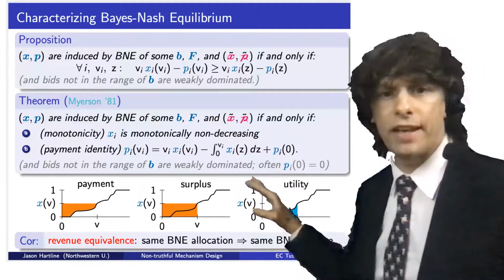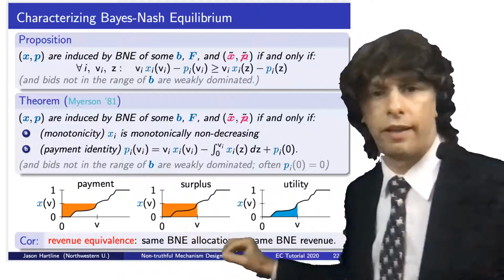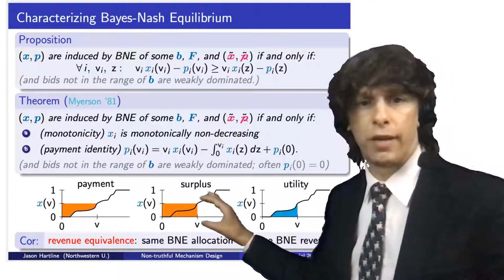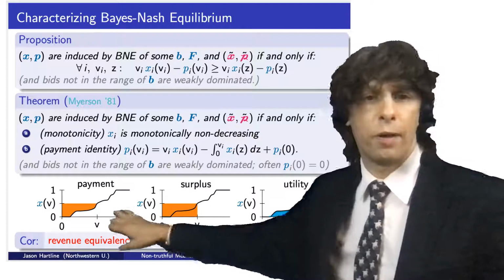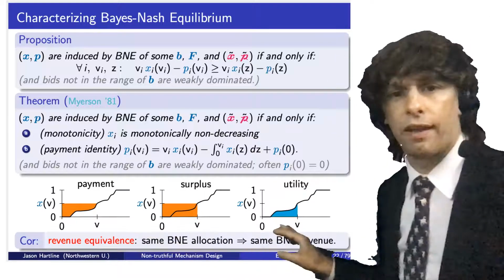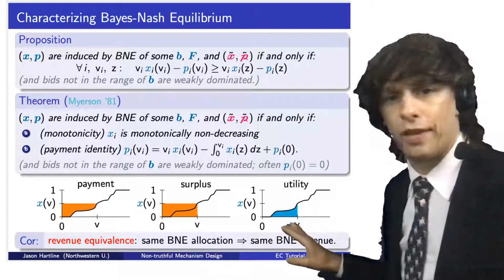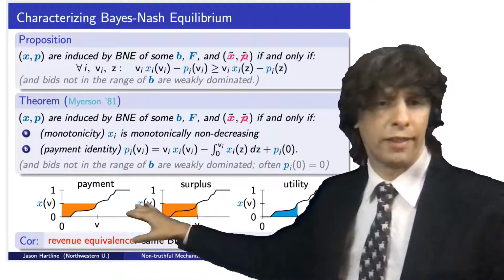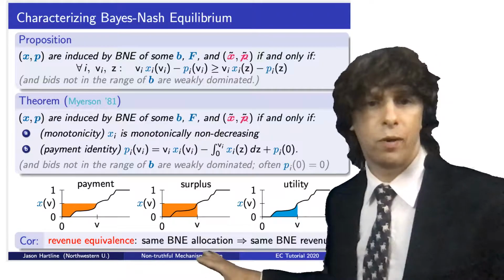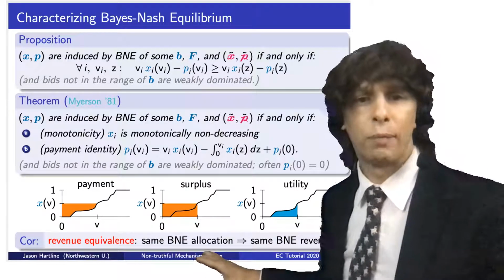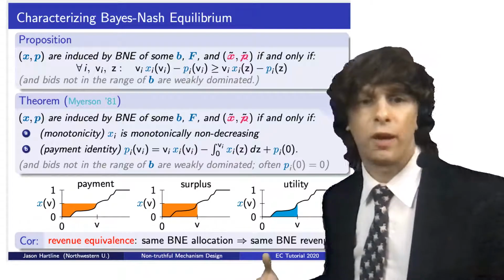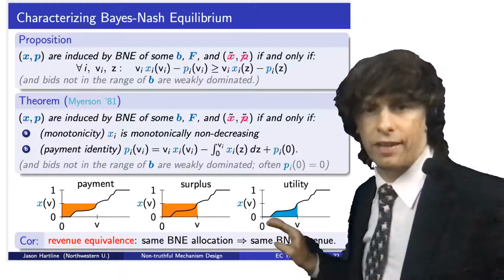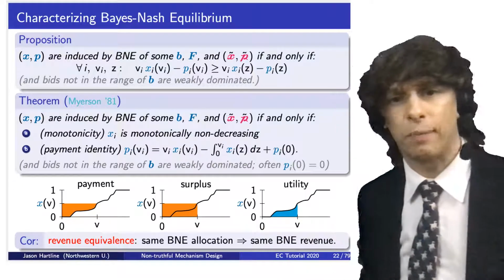We called this payment identity revenue equivalence, and we geometrically saw that what's happening was the surplus is being split into a payment, which is the area above the allocation rule, and a utility, which is the area below the allocation rule. And so while we called it revenue equivalence, typically referring to the fact that the payments given two different auctions that have the same equilibrium allocation rule are the same, we could equally well have called it utility equivalence, because that is also the same for two auctions with the same Bayes-Nash equilibrium allocation.